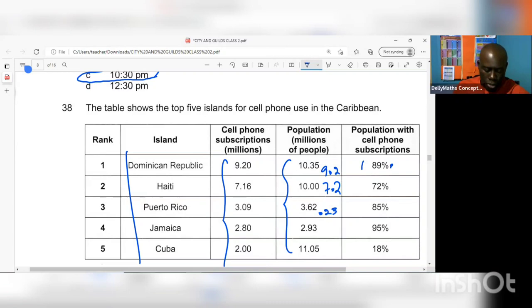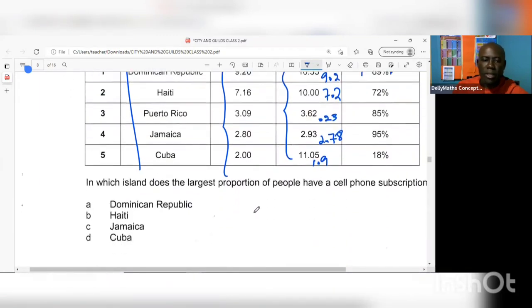And we're talking about 95% of 2.93, and we're getting some 2 point something here, and then 18% of 11, and that's basically about 1.9. So we could see that Dominica would have the biggest number. The bigger number wins. So it's Dominica here. In which country do we have the largest population of people? You understand? Dominica.